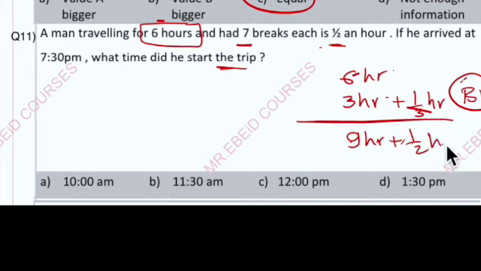Then subtract. If you subtract half an hour from 30 minutes, it will be 7. Then subtract also 9 hours. So the answer is 10.